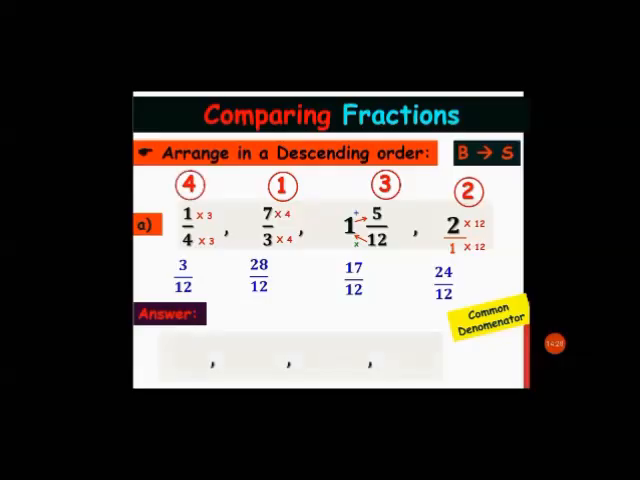Now I will list them down, but taking care that I'm going to write the original form. 28 over 12, I will write 7 over 3. Then what's next? 24 over 12, yes, it's 2. And the third one, 17 over 12, yes, it's 1 and 5 over 12. And the last one is a quarter, or 1 over 4.